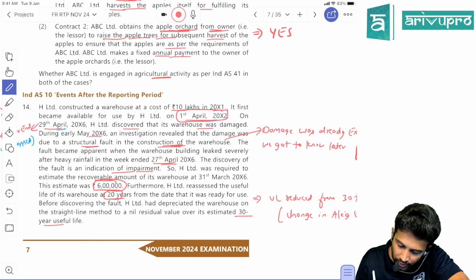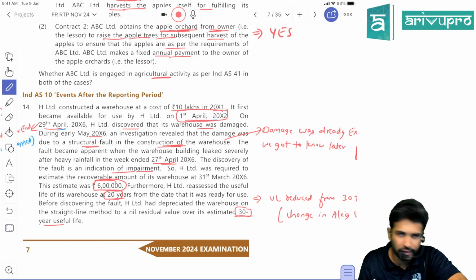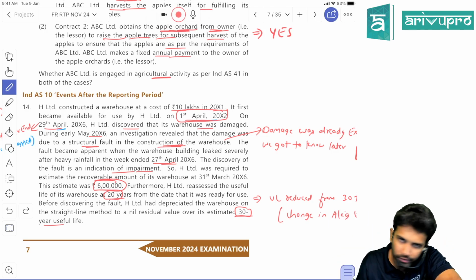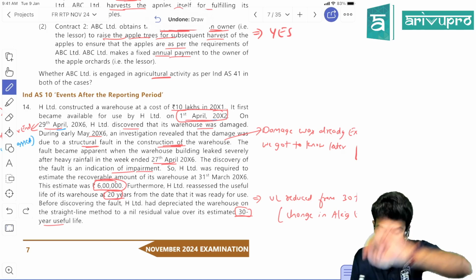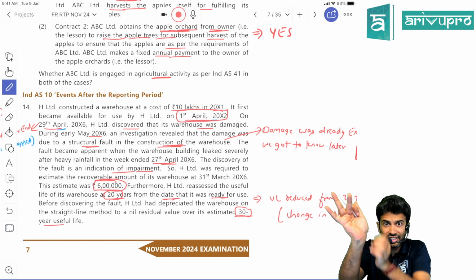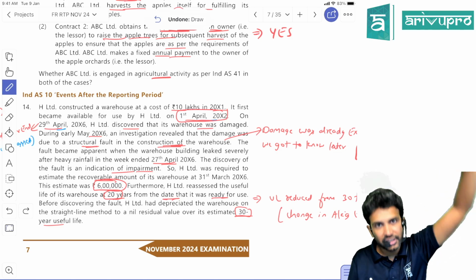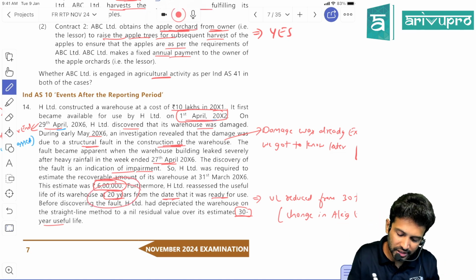Before discovering the fault, H had depreciated the warehouse on a straight line method at nil residual value over a 30-year life. So before this defect was detected, the total life of this warehouse was 30 years. Now after the defect was detected, they are saying the total life is 20, from the day it was available for use. So 20 years is the total life they are saying. Initially, the total life estimated was 30. Now, due to damage, the total life estimated is only 20.